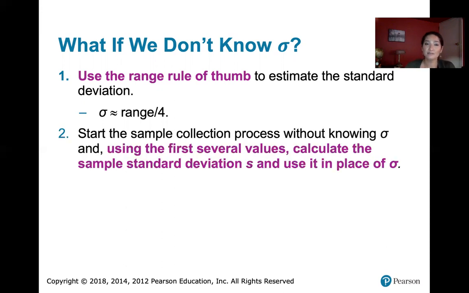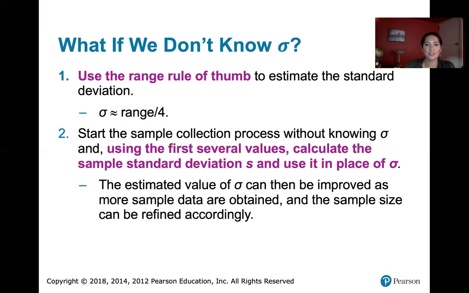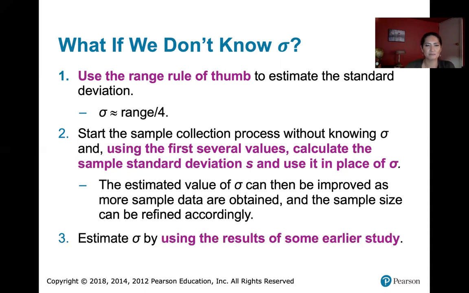So that's an option. Another option is to start the sample collection process without knowing that population standard deviation. And then once you've collected the first several values, calculate a sample standard deviation S, and then use that in place of the population standard deviation. Now, as you collect more values, you can improve that estimate of the population standard deviation as more values are obtained, and then you can also refine your sample size.